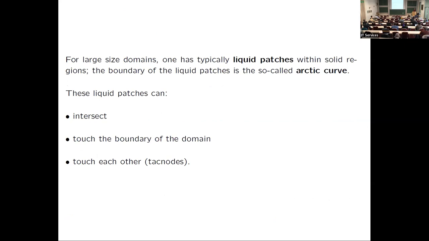Now for large size domains, one has typically liquid patches within solid regions, and the boundary between the liquid patches and the solid phase, that's called the Arctic curve. Okay, and those liquid patches can touch the boundary of the domain, or they can touch each other. And in fact, that's what I want to discuss: what happens near the place where they touch the boundary of the domain, etc. When two curves just touch, that's called a tacnode. I will often be talking about a tacnode.